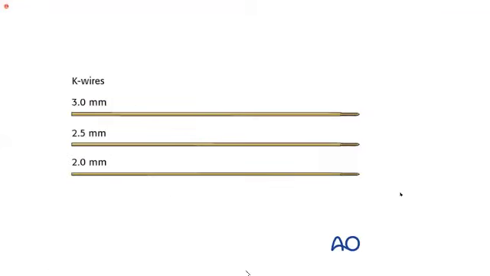Okay, so these are the K-wires. K-wires are available in different sizes. In this one they have small threads, but the K-wires we use have no threads.